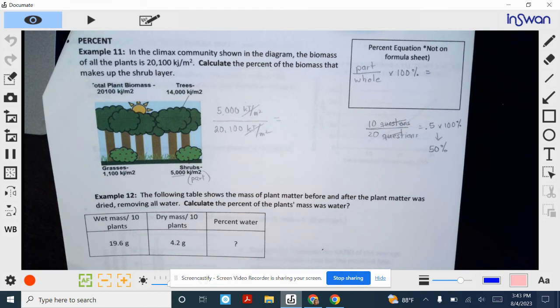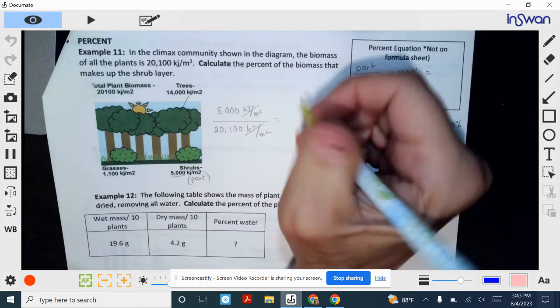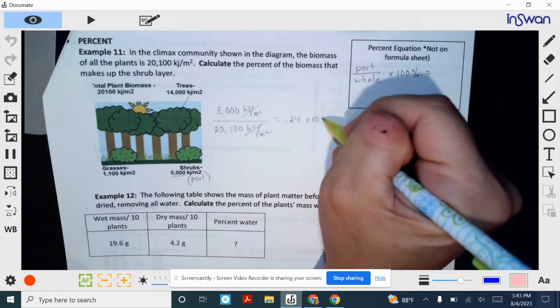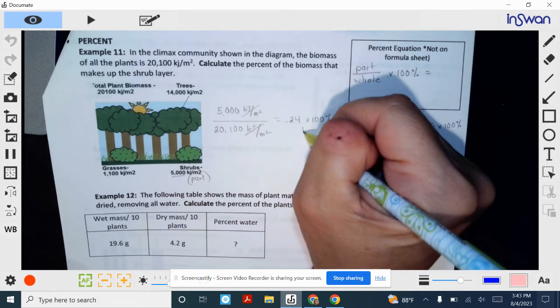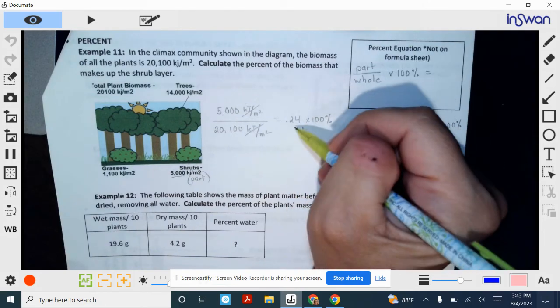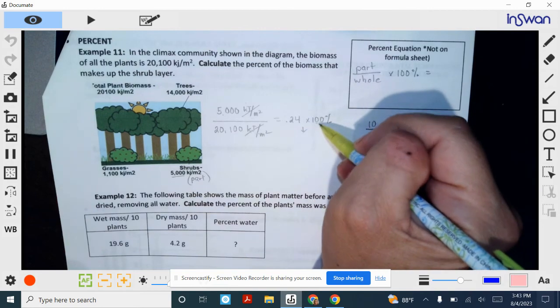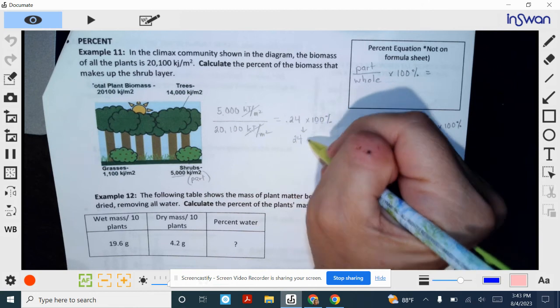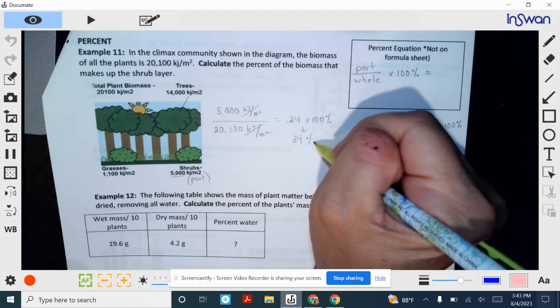Okay, so we have 5,000 divided by 20,000 equals 0.24. We're not done. We need to times it by 100. So you can put that in the calculator, 0.24 times 100%, or you also got to know that there's two zeros there, so you move your decimal over 2 to the right. So it's going to be 24% is our answer.